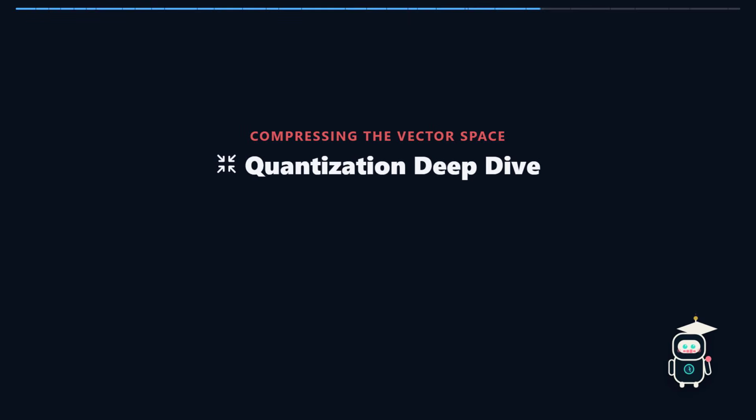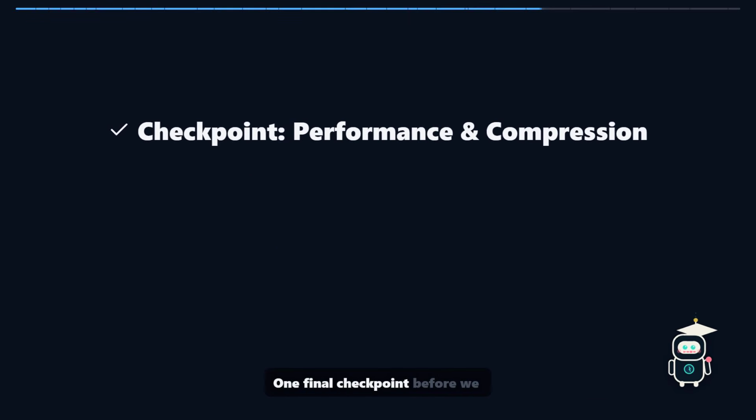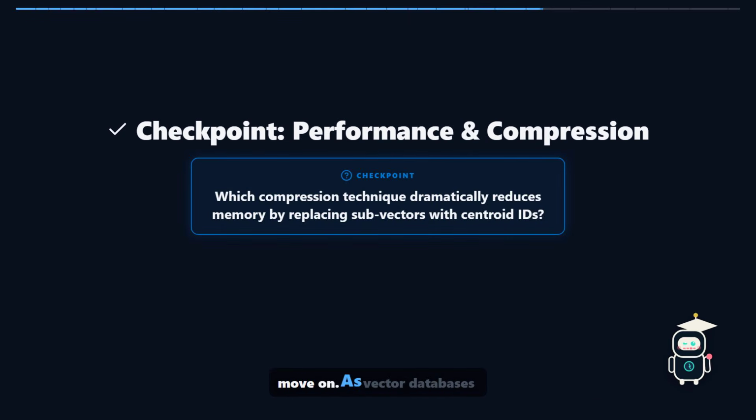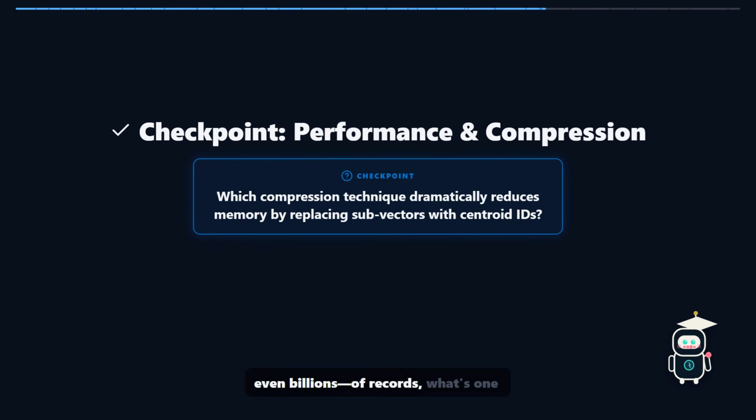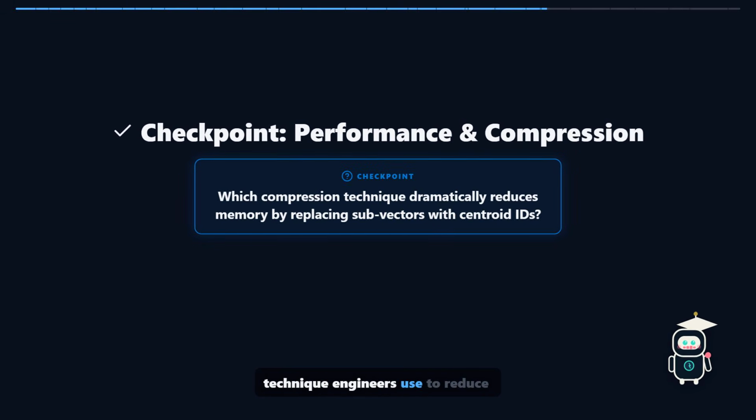Quantization deep dive. One final checkpoint before we move on. As vector databases grow from thousands to millions, or even billions, of records, what's one technique engineers use to reduce memory usage while keeping search fast? The answer is vector compression.